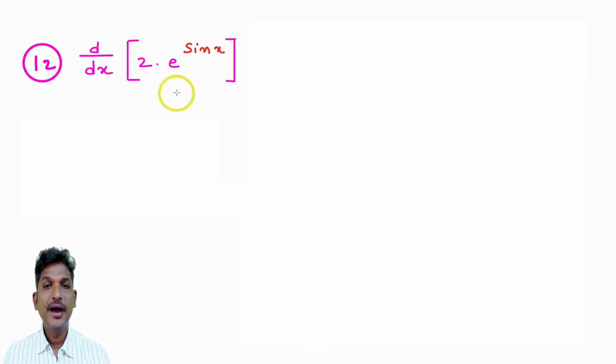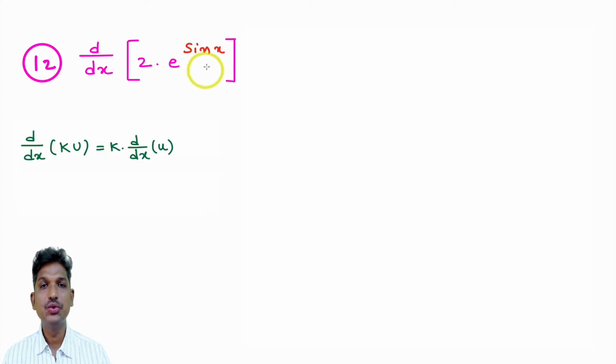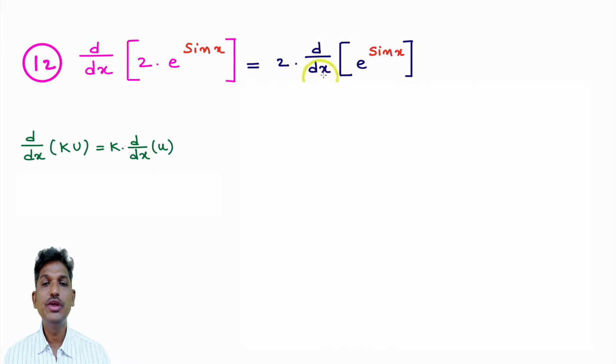In this problem, I am going to use basic rules of differentiation. You see, this looks like derivative of ku. Basic rule of differentiation: derivative of ku is what? Look at this formula. Derivative of ku is k into derivative of u. So this can be written as 2 into derivative of e power sin x.